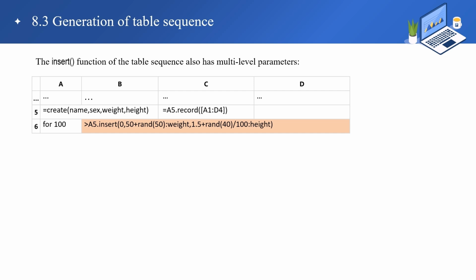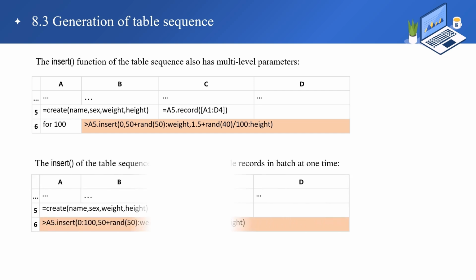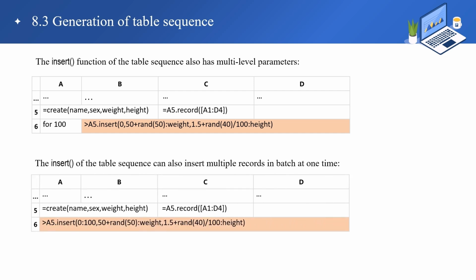In practice, structured data often has many fields, and it will be more troublesome if the default writing method is not allowed. Similar to the sequence, the insert function of the table sequence can also insert multiple records in batch at one time. Multi-level parameters can easily express various intentions in one pattern.